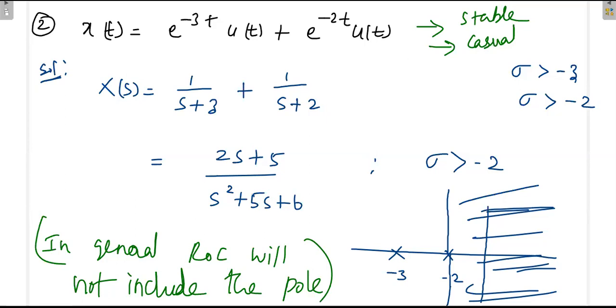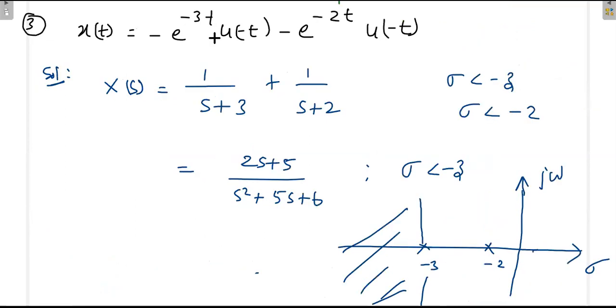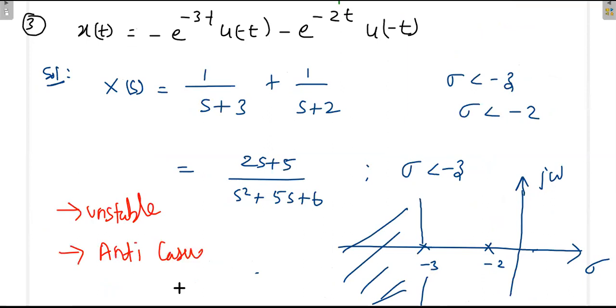Next one. When you put t equal to minus infinity, because we are at negative time, this will become like e power infinity. So this system is unstable. And this is defined only for negative time. If the system is defined only for negative time, we call it anti-causal. If it is defined for both positive and negative time, that is non-causal. If it is defined only for positive time, that is causal. But if it is defined only for negative time, that is anti-causal.